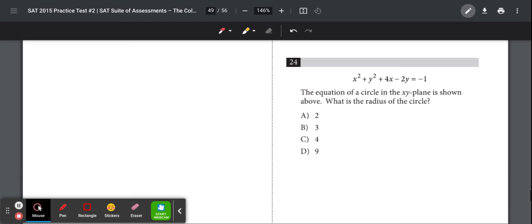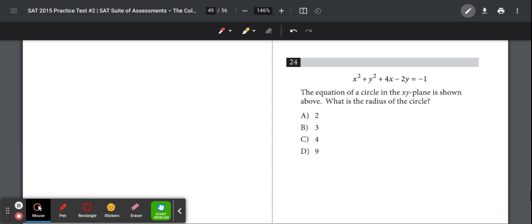SAT practice test 2, question number 24 on the calculator section. You are given an equation of a circle and you're asked to find the radius. Now, the first thing we notice here is that the question presents an equation of a circle in general form. We need to transform that general form into a standard form in order to get the information.